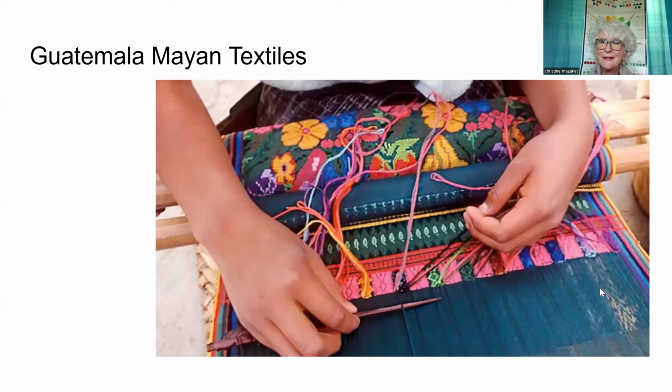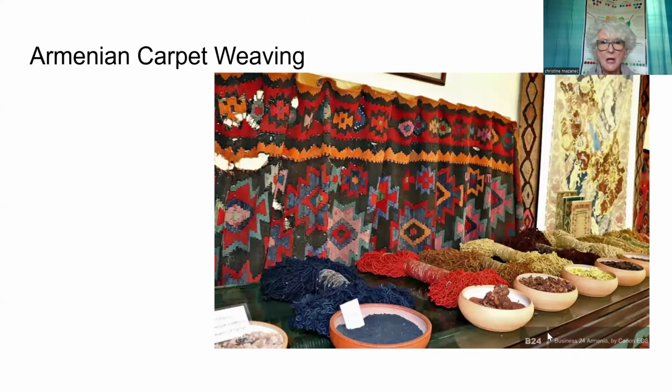And then the Guatemalan Mayan textiles. How beautiful, with all the lovely colors, all the colors of the color wheel, and then using the texture of the embroidery to make those fruits and flowers really stand out. We have the Armenian carpet weavings, which use lots of reds and burnt orange, etc. And then the contrast of the black background and the use of geometry in the shapes.